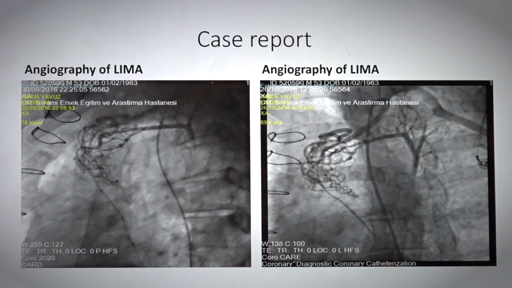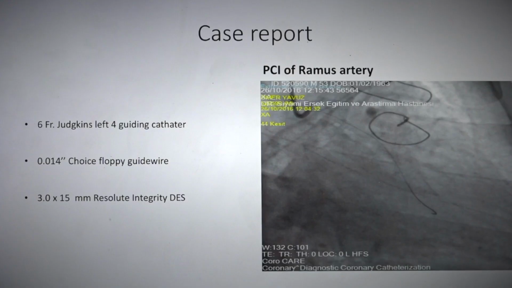Selective angiography of the LIMA demonstrated a large fistula formation originating from the proximal part of the LIMA and draining to the pulmonary artery. So we consulted with the CT surgeons in our hospital, and we decided to completely revascularize our patient by stenting the native ramus artery and occluding the fistula in the same procedure.